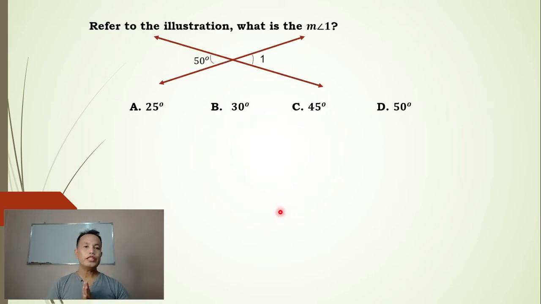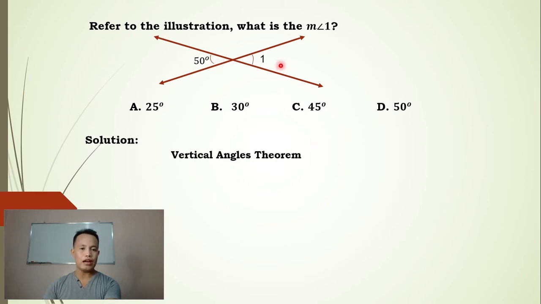You refer to this illustration. We have two intersecting lines forming vertical angles. What is the measure of angle 1? In this illustration, we have our angle 1 and the opposite angle measures 50 degrees. Letter A, 25 degrees. Letter B, 30 degrees. Letter C, 45 degrees. Letter D, 50 degrees.